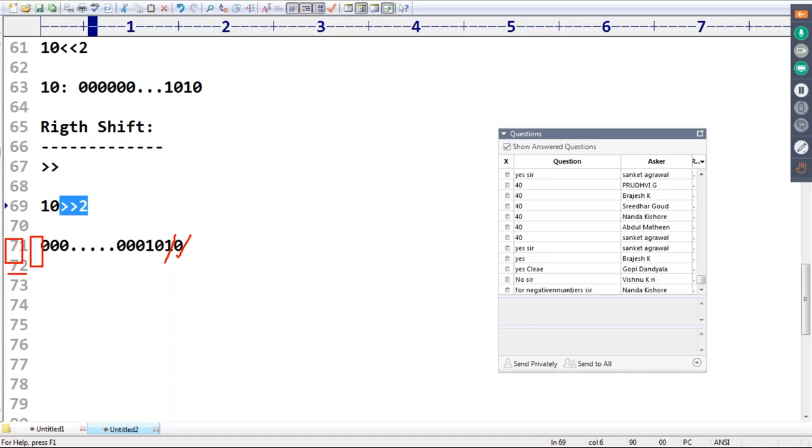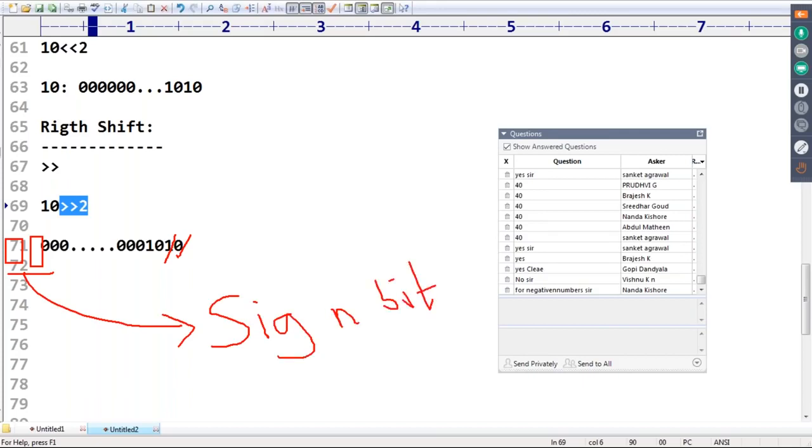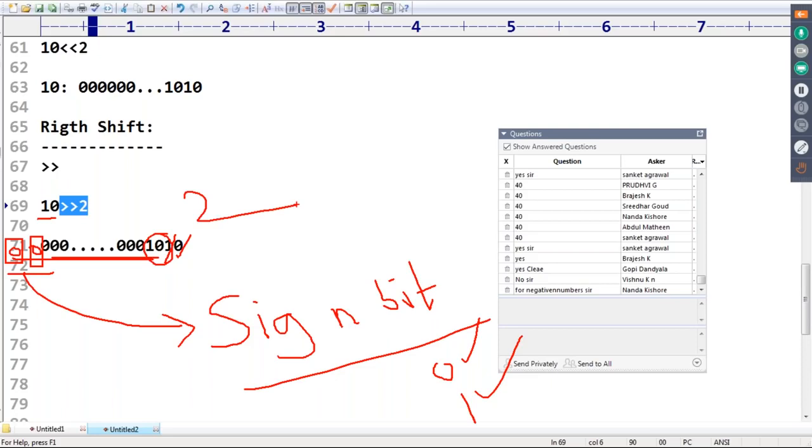Remember, these vacant cells we have to fill with the sign bit. Observe that. If it is a positive number, fill with 0. If it is a negative number, fill with 1. But anyway, 10 is a positive number. That's why fill with zeros. 0 0 0 0 and so on, 1 0. All the higher bits are zeros, at last only 1 0. Then what is the value? 2 is the answer.